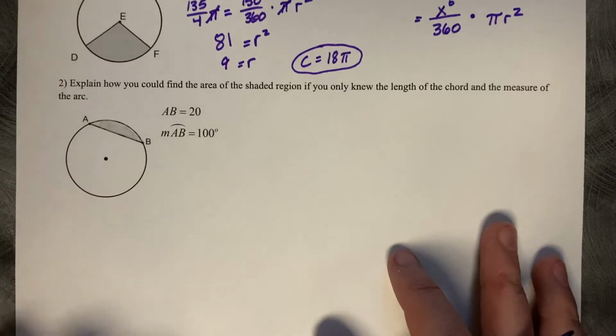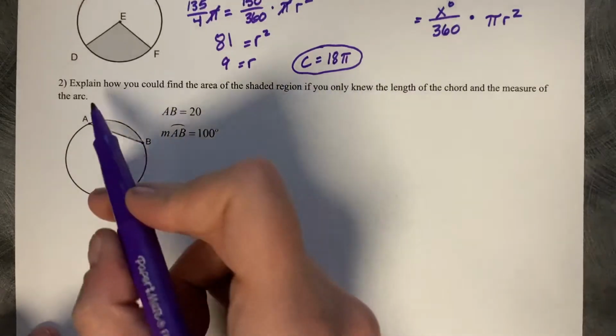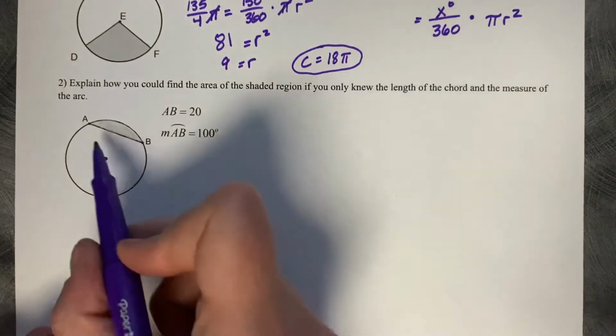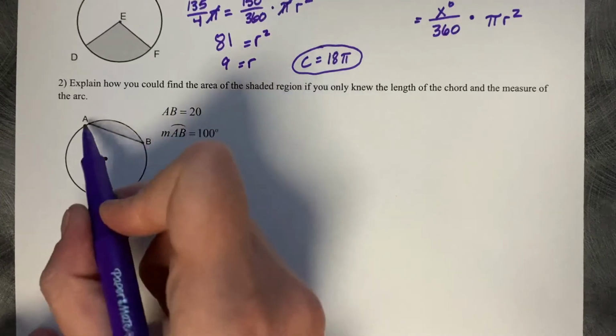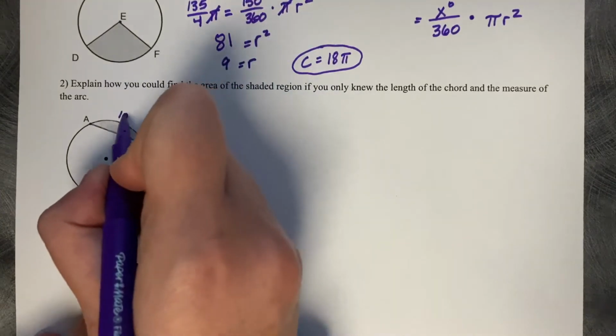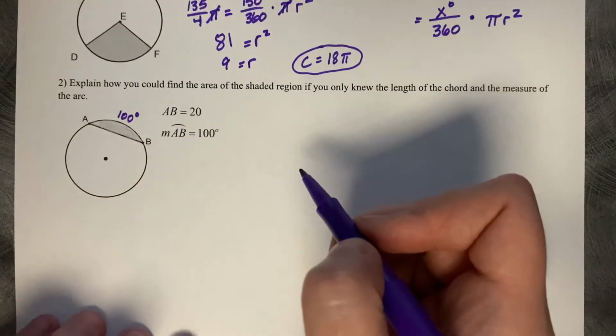All right, number 2, explain how you could find the area of the shaded region if you only knew the length of the chord and the measure of the arc. So we know that the length of this chord AB is 20, and then the arc AB is 100 degrees. And then the length of this is 20. So I'm going to help walk you through this.